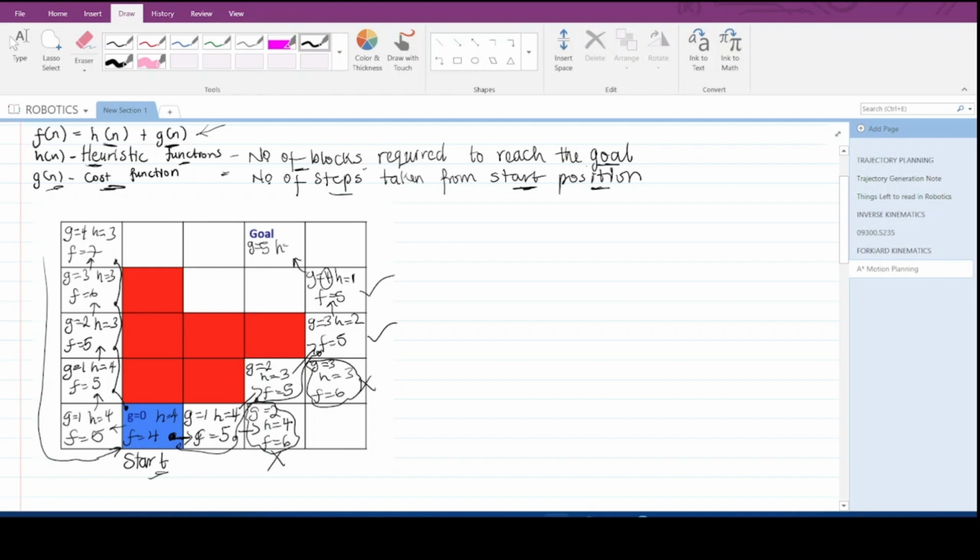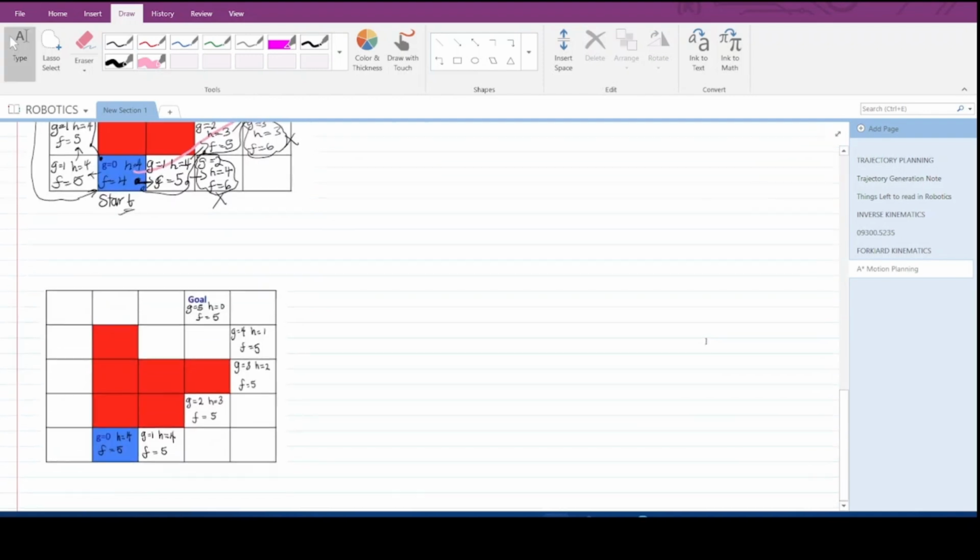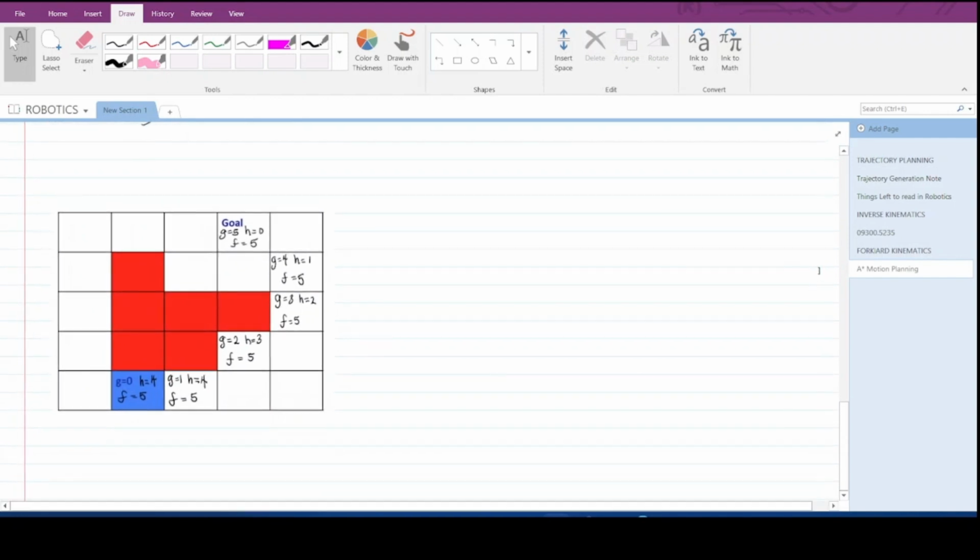h is equal to 0 because you are now at the goal. There are no more blocks required to reach the goal. So h is equal to 0. f is equal to 5. So now we can infer from the diagram that this would be the best path. This is it neatly written. This is the best path for our robot to take. That is all for this question. Thank you for listening.